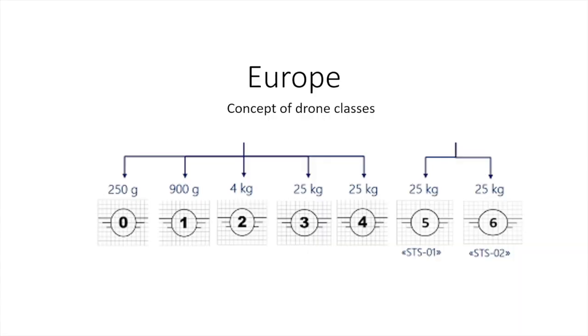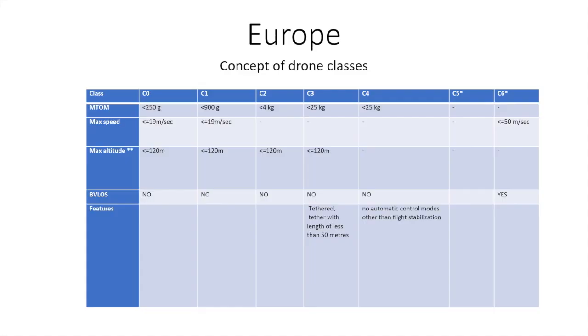The first concept is drone classes. There are 7 classes so far. They call them C0 to C6. Drones are classified according to several factors, including weight and the risk factor of their intended operations. The classes should be marked on the drone by the manufacturer. Some details of each class are shown in this table. I also provide a link for detailed info about classes in the video description.